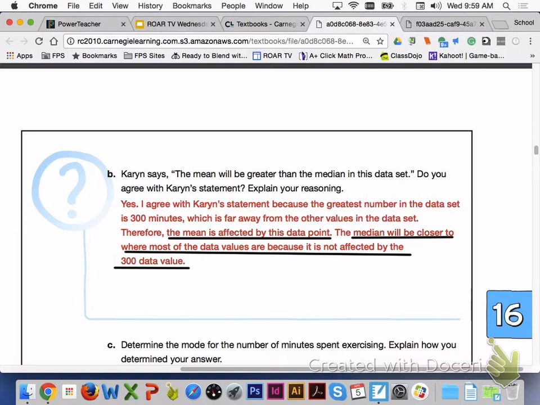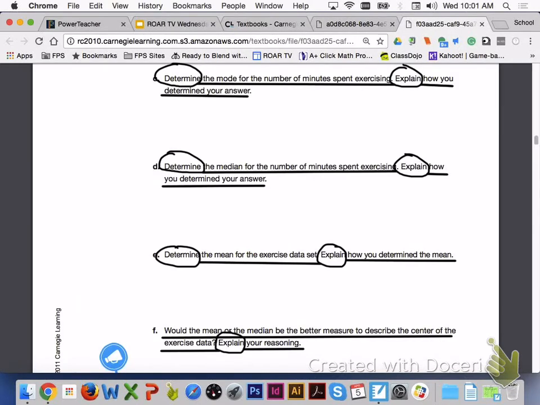For letter B, we are going to agree with Karen's statement because the greatest number in the data set is 300 minutes, which is far away from the other values in the data set. Therefore, the mean is affected by this data point. The median will be closer to where most of the data values are because it is not affected by the 300 data value. Please answer letters C, D, E, and F with your group members.